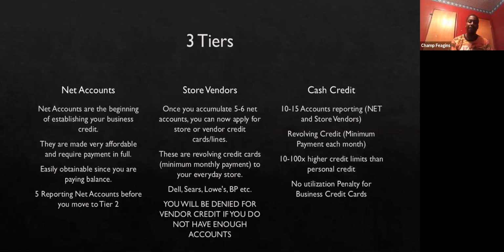Okay. So the first tier are your net accounts. Net accounts are the beginning of establishing your business credit. They're made very affordable and require payment in full, easily obtainable since you are paying the balance. You want 5 reporting net accounts before you move to tier 2. So you want 5 reporting accounts. 5 reporting accounts may not be 5 different net accounts.